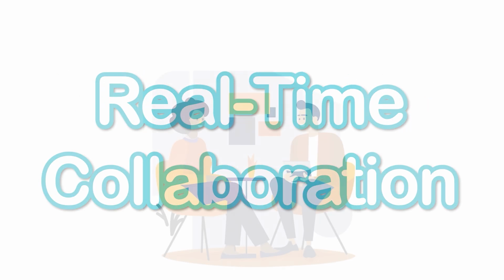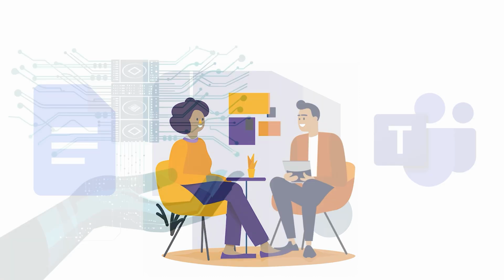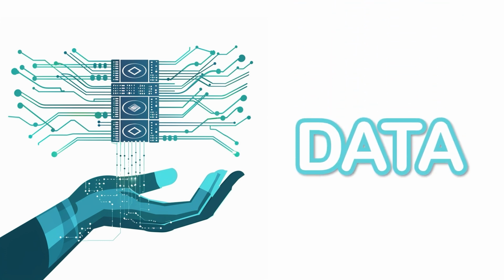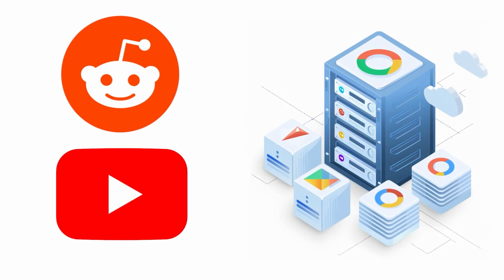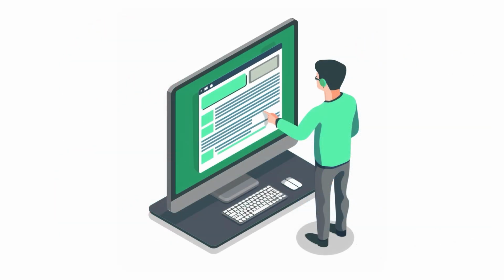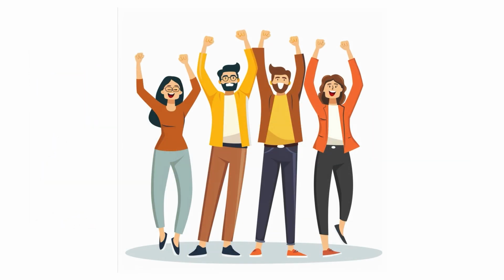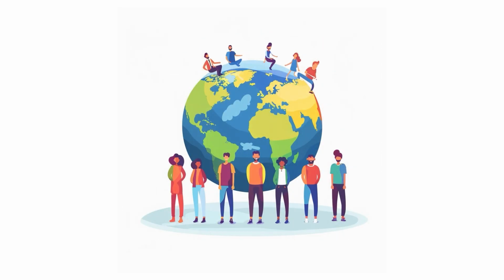Collaborative work. Many applications that allow for real-time collaboration, like Google Docs or Microsoft Teams, rely on servers. These servers handle the synchronization of data, so multiple people can work on the same document simultaneously without any conflict. Web hosting. Websites are hosted on servers. When you access a website, the server sends the necessary data to your browser to display the site. This allows businesses and individuals to have an online presence and share information with a global audience.